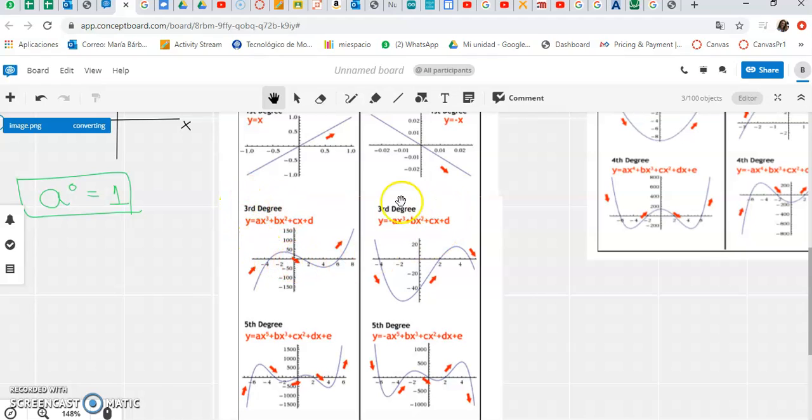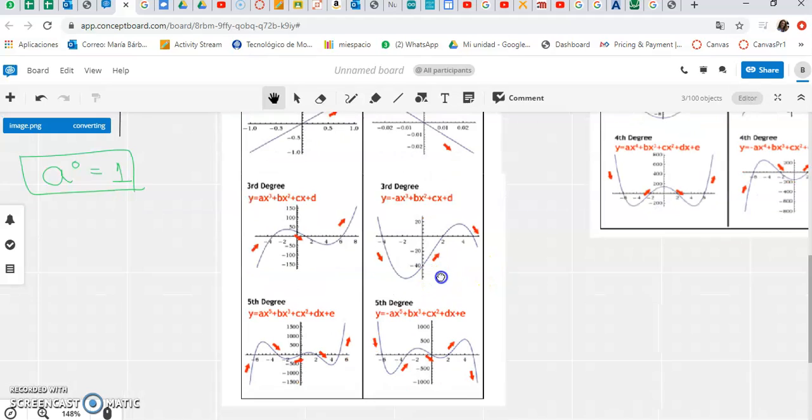But look, dear students, if the leading coefficient is negative, it is like the descending line. As you can see, it is rising to the left and it is falling to the right. This is the ending behavior. Look at the third degree polynomial. It is rising to the left and it is falling to the right. And also you're going to find 3 roots that could be real number roots, as in this case, because they are crossing through the x-axis. We have 1, 2, and 3.